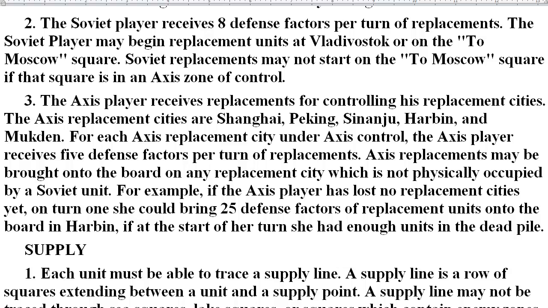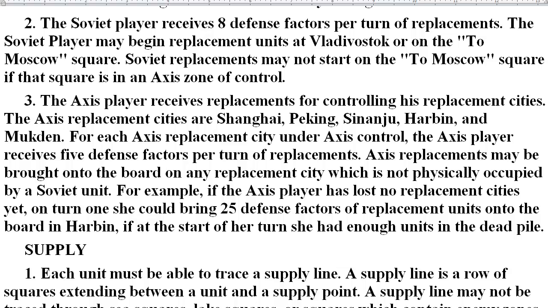The Axis player has 5 replacement cities: Shanghai, Peking, Sinanju, Harbin, and Mukden. For each replacement city still under Axis control, the Axis player gets 5 replacement defense factors. They may be brought onto the board in any replacement city not occupied by a Soviet Union unit or controlled by the Soviets.